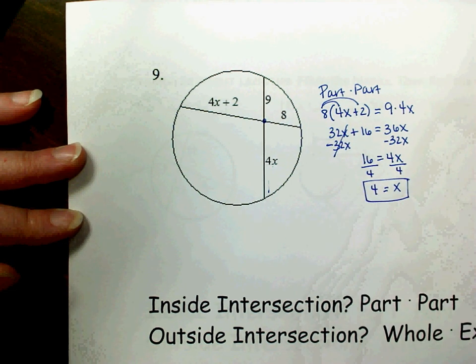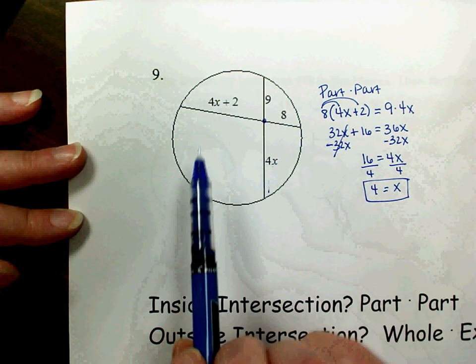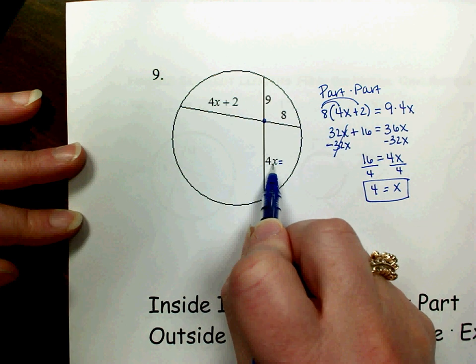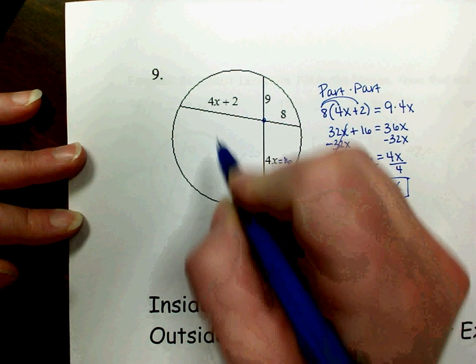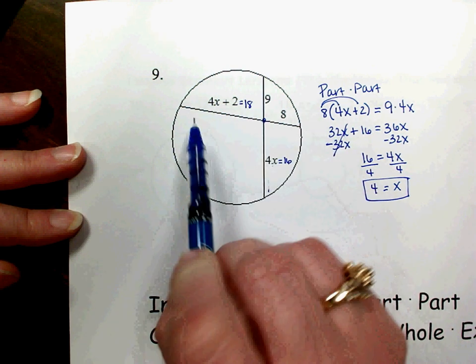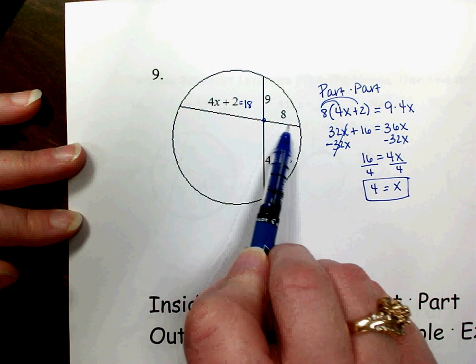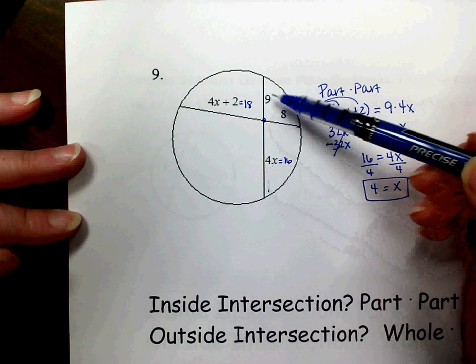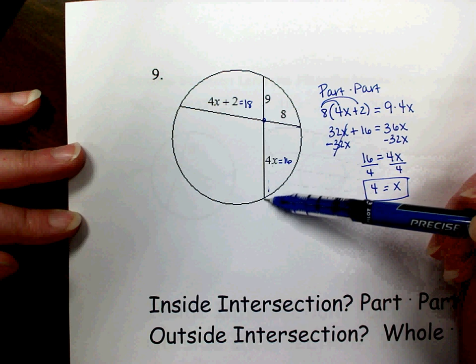That's all the problem asked for, but again, you could be asked for the length of the chords. So you would put the value of x in. 4 times 4 is 16. Here, 4 times 4 is 16 plus 2 is 18. So the length of this chord would be 18 plus 8, which is 26. The length of this chord would be the 9 plus 16, which is 25.